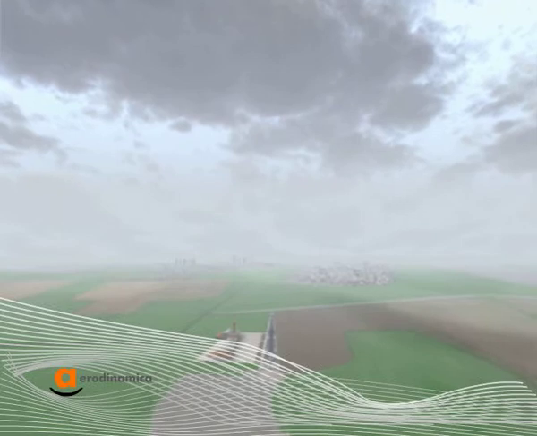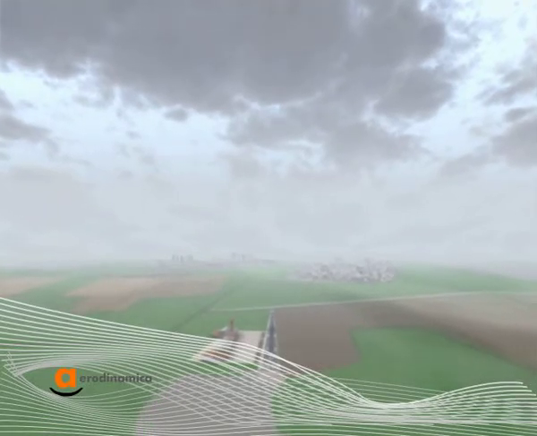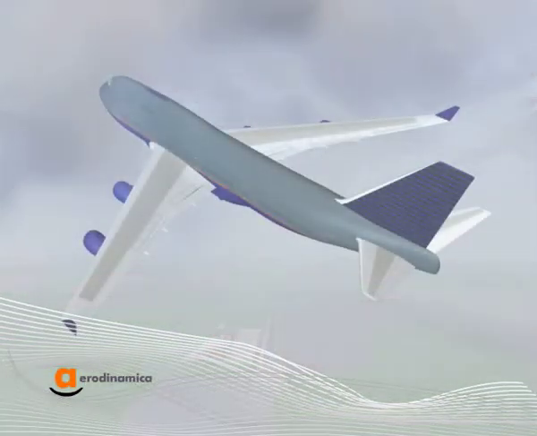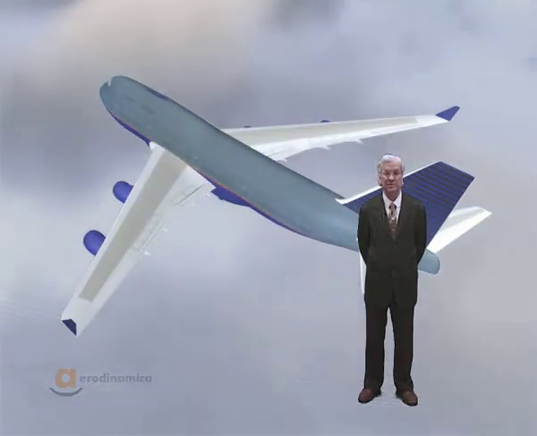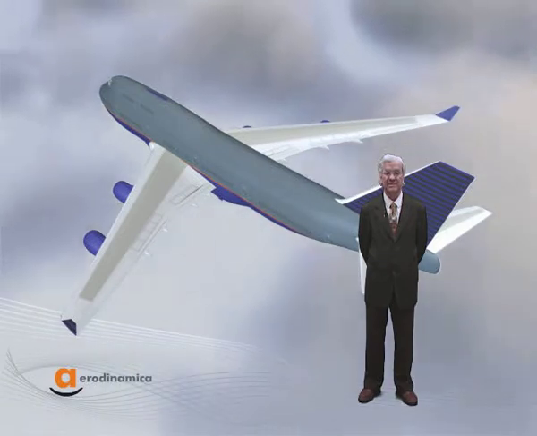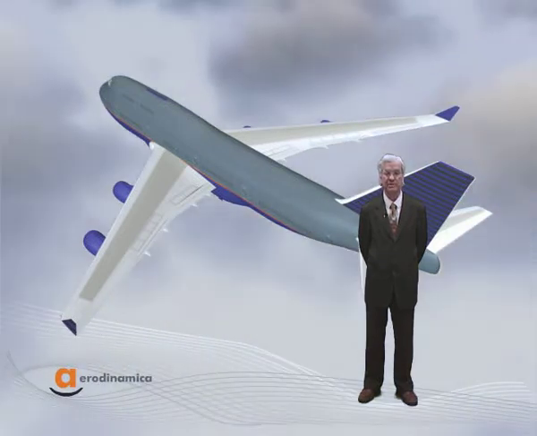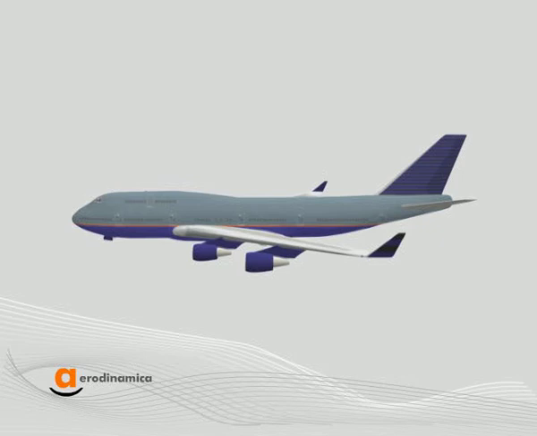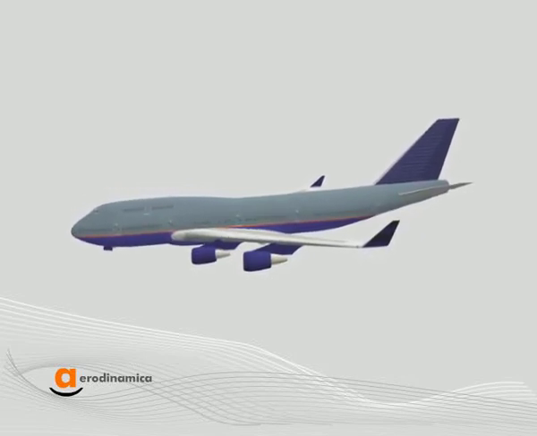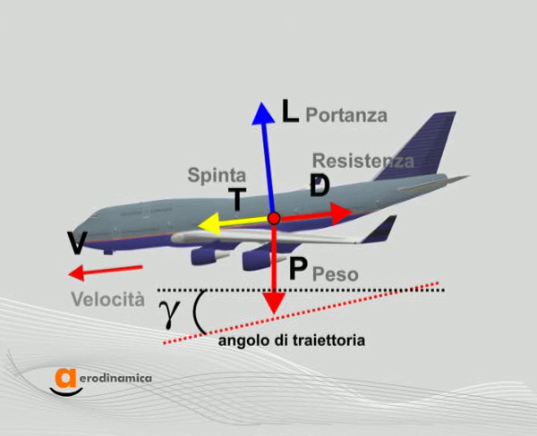We're near the airport, so we start a slow descent. Let's see what happens to the forces acting on the airplane. Let's suppose we are descending with a trajectory angle equal to -5 degrees. Let's make a few calculations. The sine of -5 degrees is -0.1. The cosine is near unity.